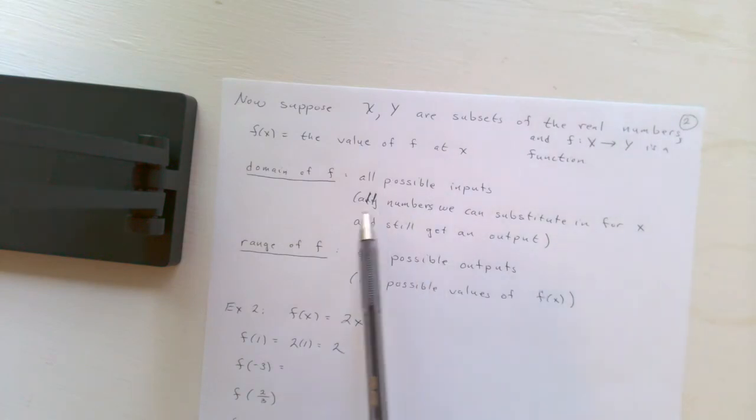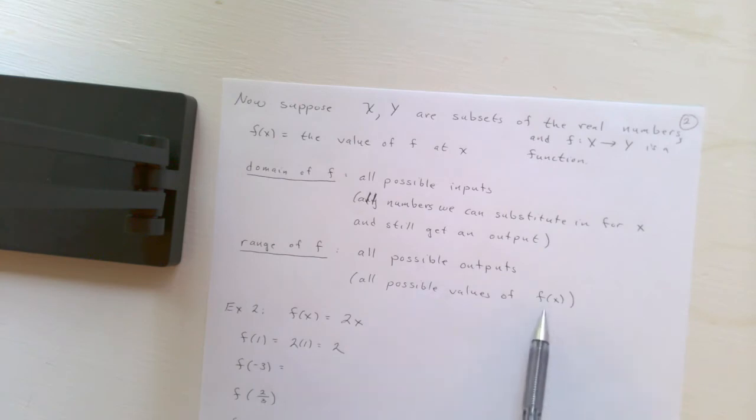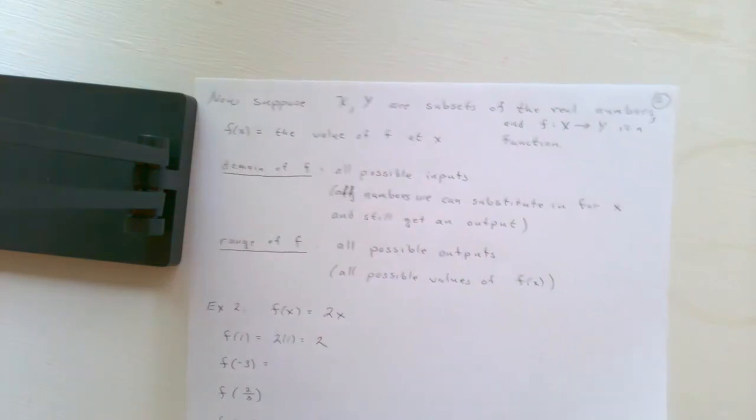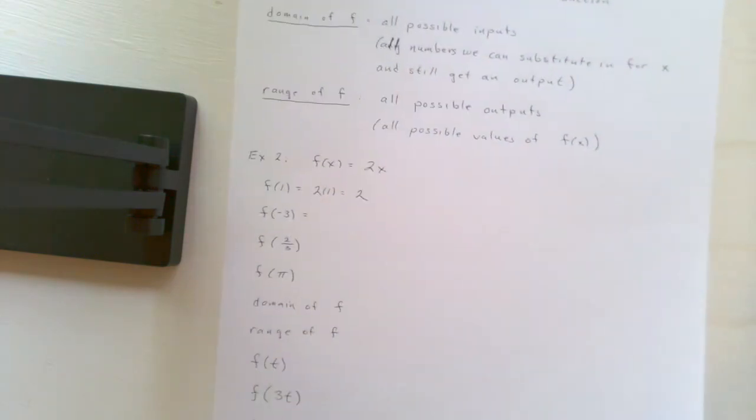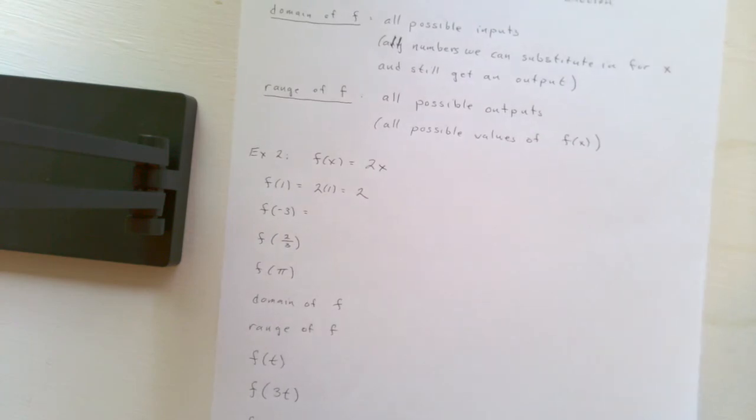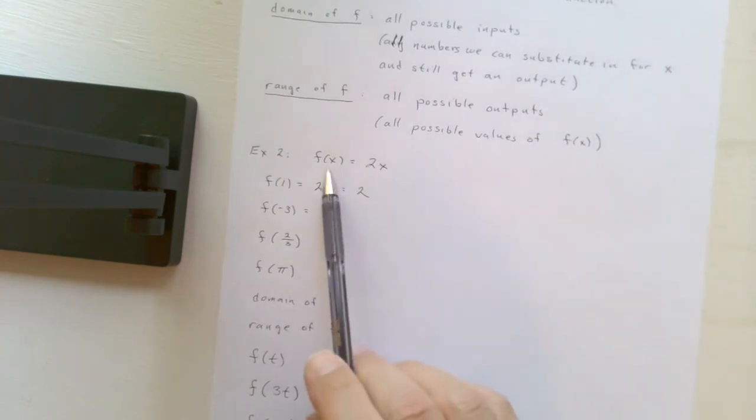And then the domain of a function f represents all possible inputs. And in this case, it's all the numbers that we can substitute in for x and still get a number as an output. And then the range of f is just all possible outputs. Okay, all possible values that f of x can attain. All right, so in this next example, let's look at this equation.